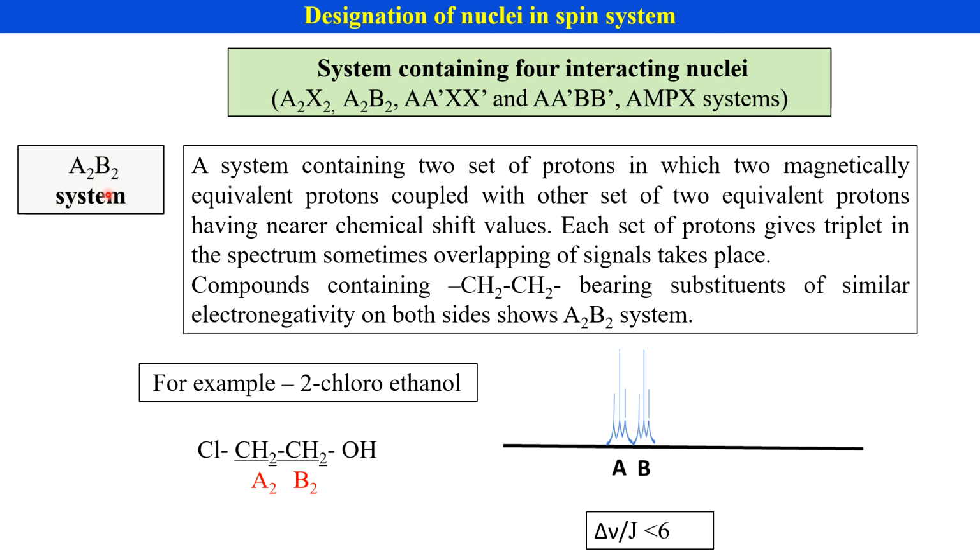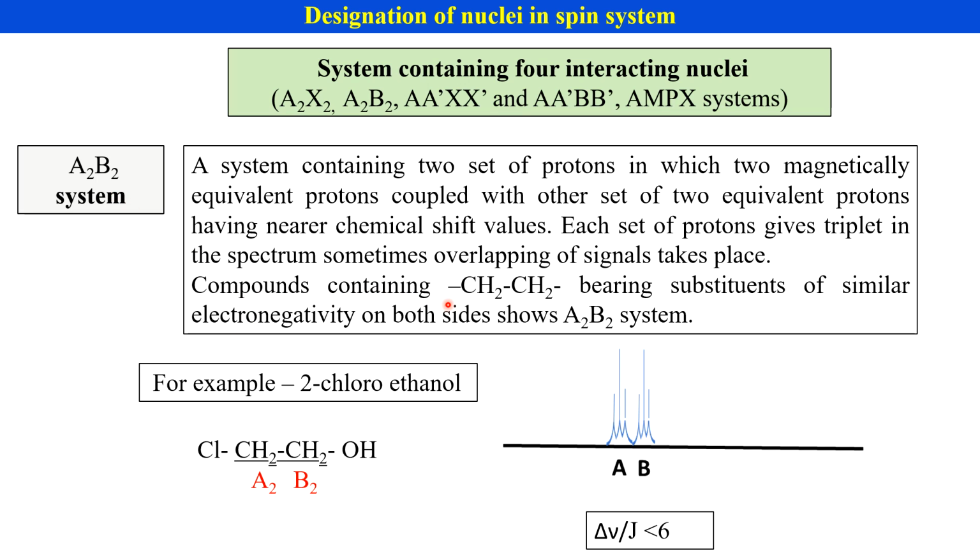The other system, the A2B2 system. A system containing two sets of protons in which two magnetically equivalent protons are coupled with another set of two equivalent protons having nearer chemical shift values. That is, A2 protons coupled with B2 protons having nearer chemical shift values. Both types of protons give a triplet in the spectra. But as their chemical shift values are very close to each other, sometimes overlapping of signals may take place.